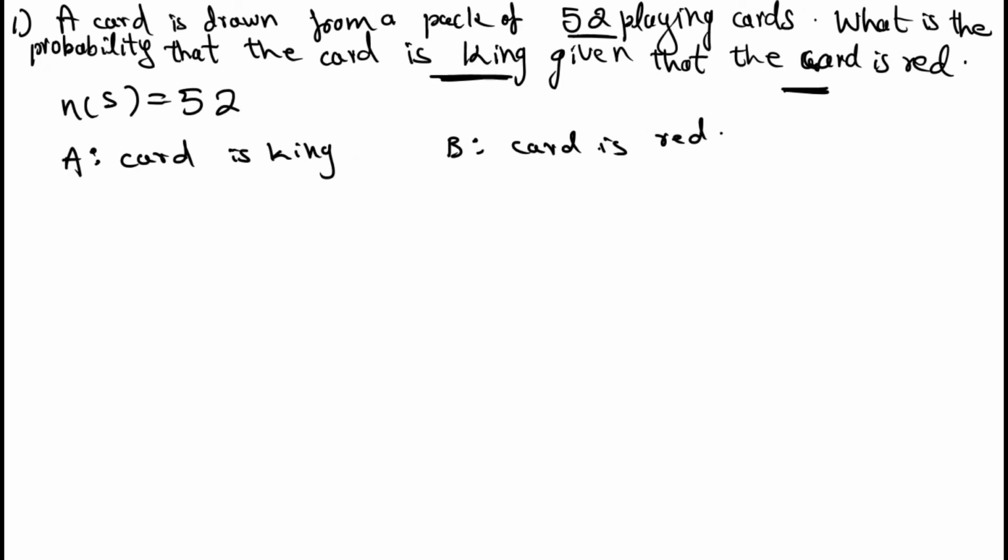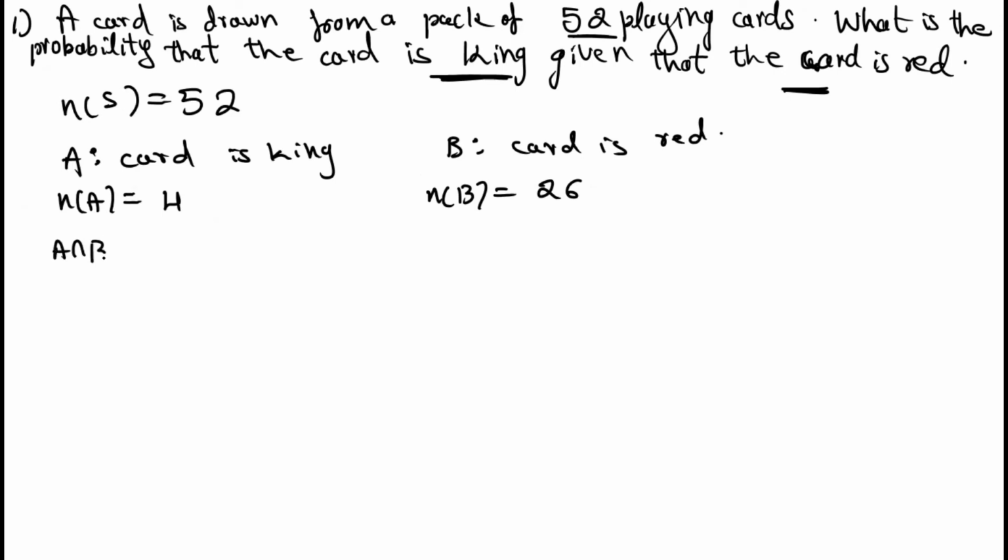In the next case, what is n of A? n of A is the card is a king. How many kings are there? 4 kings are there. n of B: how many red cards are there? We know it's equal to 26. Then in the next step, see.